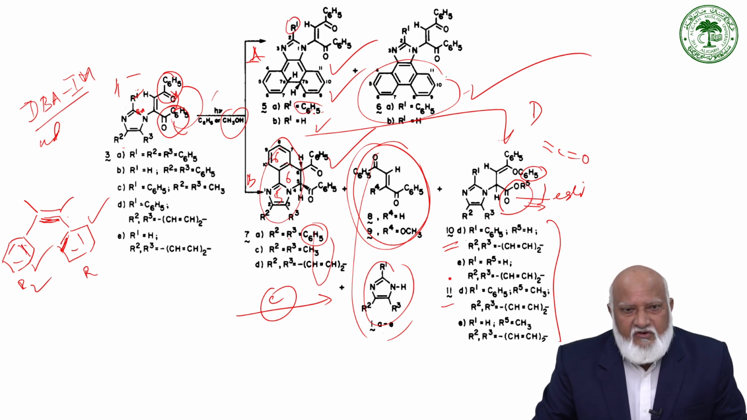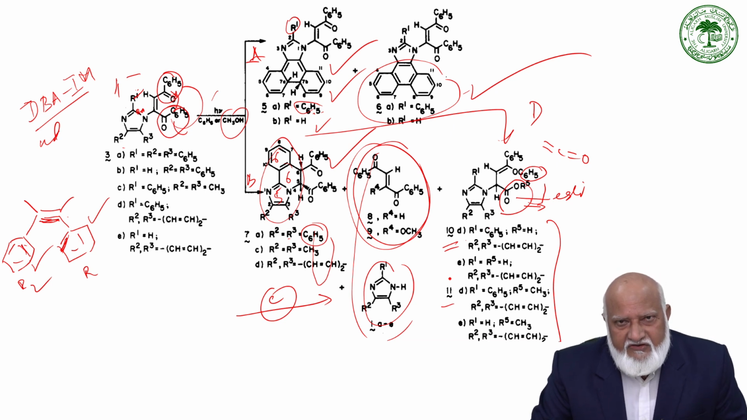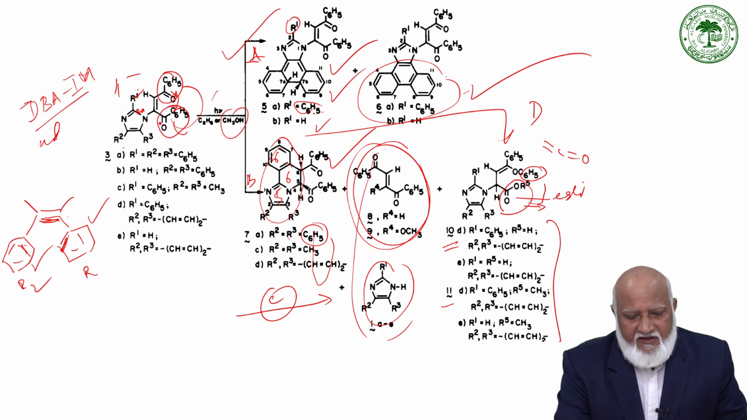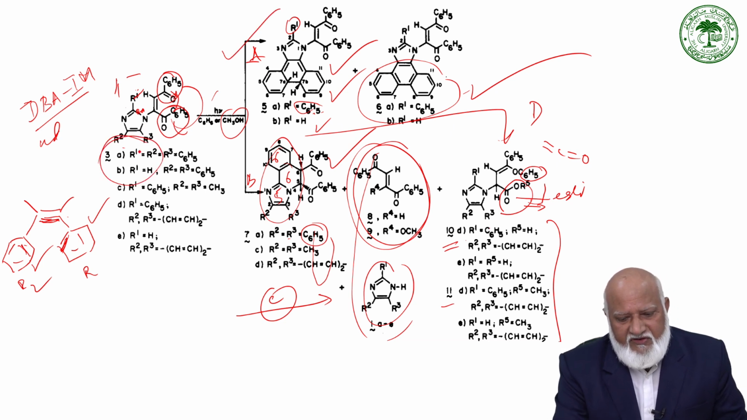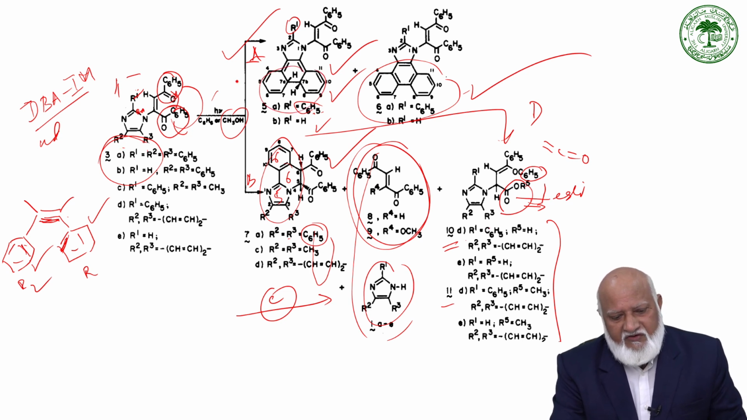alkene, imidazole dibenzoyl alkene, is well studied, and it gives a very interesting photochemistry with 4 different pathways. Path A is the 6 pi electron cyclization of the benzene ring and the benzene ring which is present in the imidazole ring to give a phenanthrene type derivative.